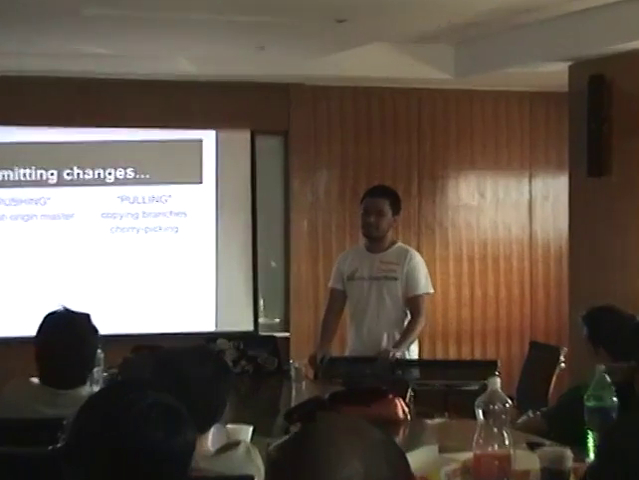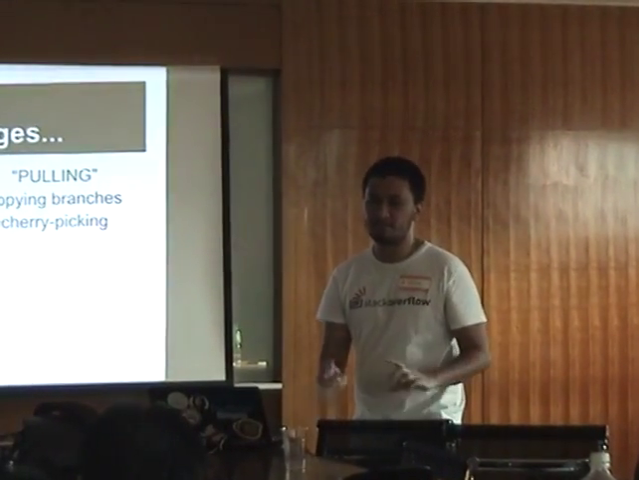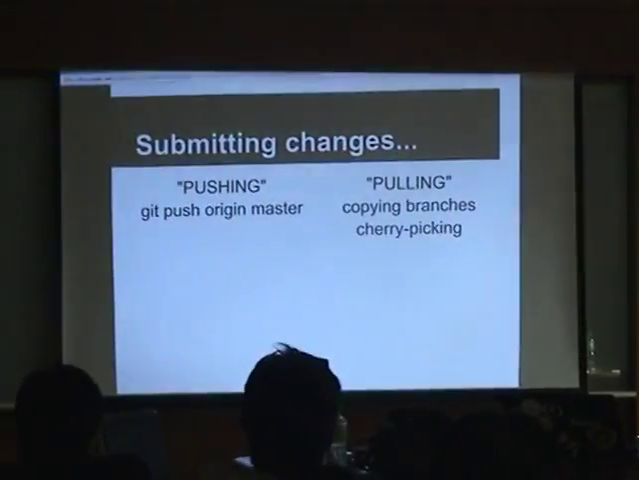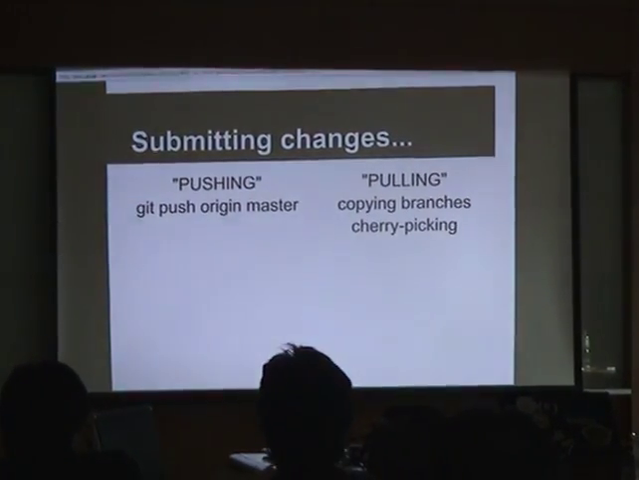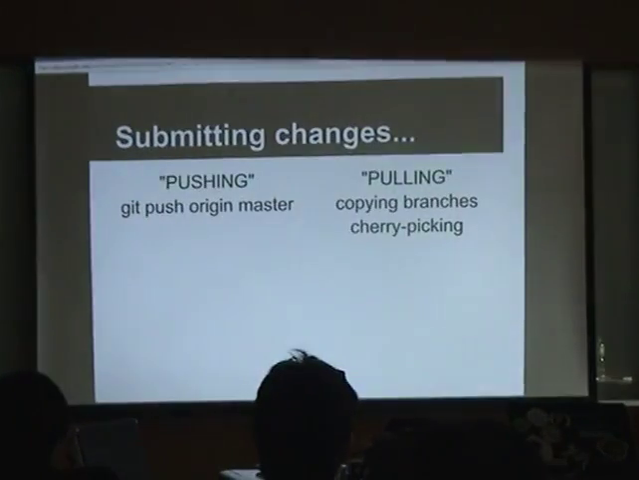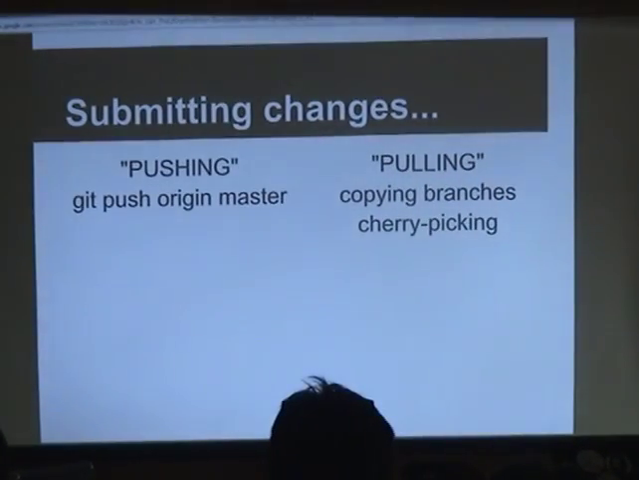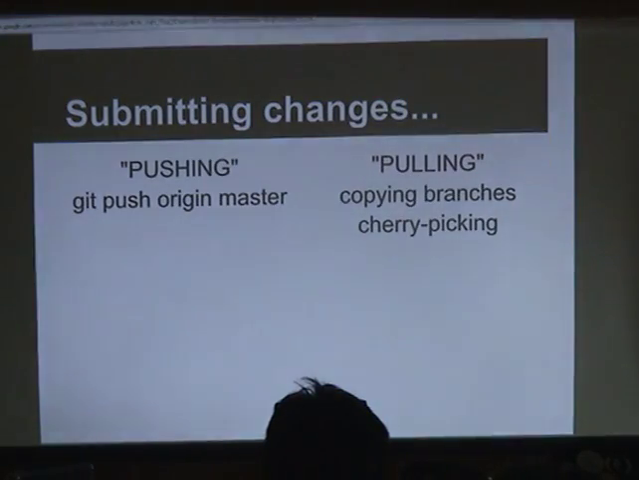So submitting changes. We're all used to the push metaphor, which is committing, right? In SVN, we say SVN commit, CVS commit. So in Git, there are two ways. There's the old push metaphor, then there's the pull metaphor. So pushing is the old way. Just say git push, the name of the remote, then the name of the remote branch that you want to push to. And there's the pull metaphor.